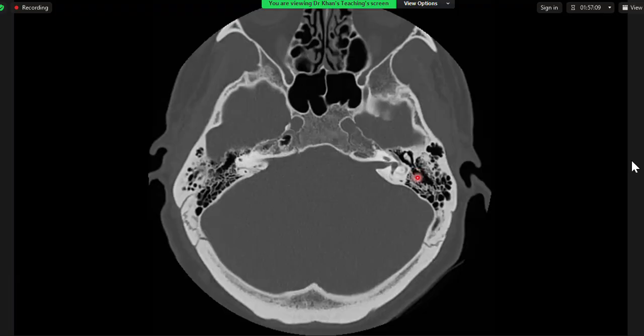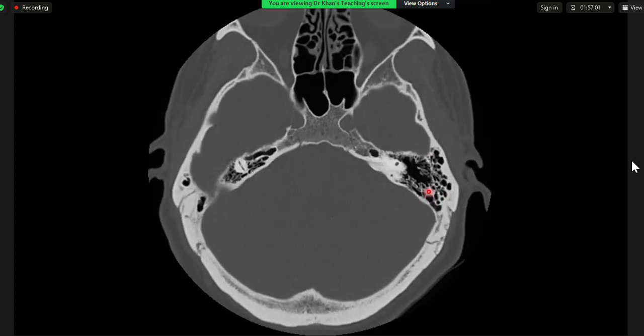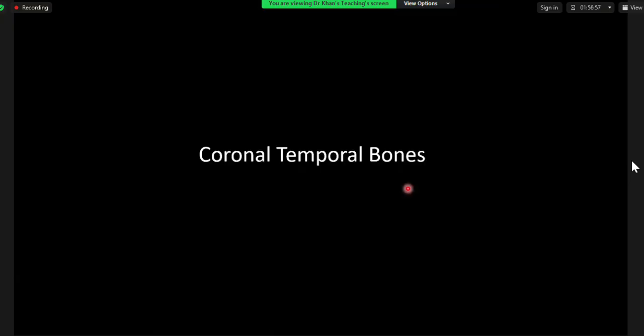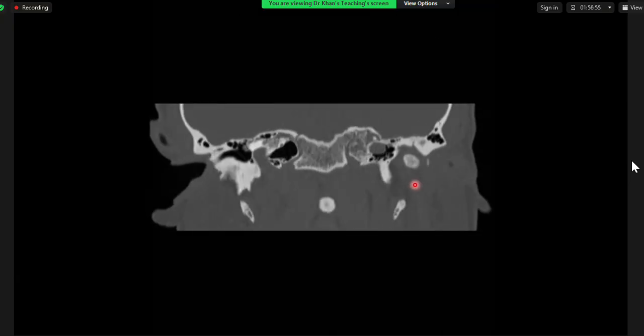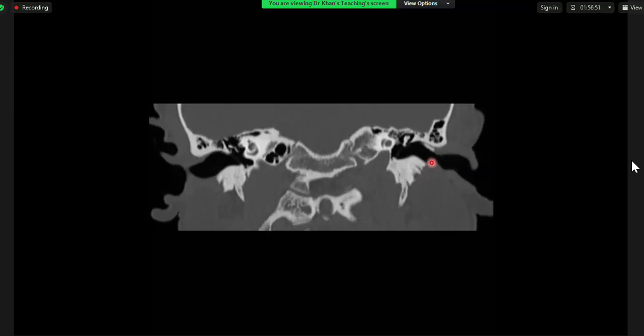So this is the mastoid antrum, this is the aditus ad antrum, and then this is the mastoid air cells. As I go superiorly, you can see this canal where I'm pointing out. This is the superior semicircular canal. Now, look at the ossicles on a coronal.